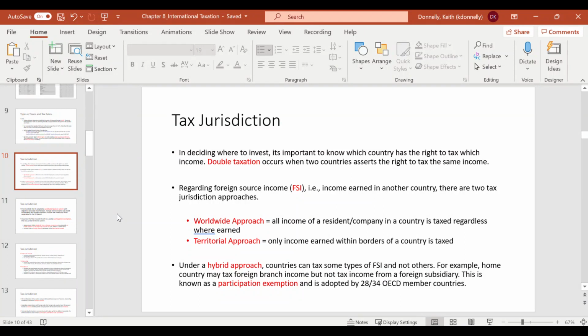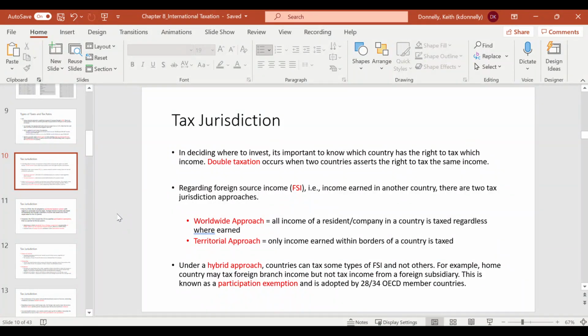Next thing here we have to be aware of when we're talking about international tax is double taxation, right? This occurs when two countries assert the right to tax the same income. Now, just as a simple example, right? Let's say the U.S. taxes worldwide income. You go and you make money overseas, right? Let's say you make it in Germany, and let's say you make $100, right? Germany is going to tax that income, and then the U.S. is going to tax that income. That's two parties taxing the same $100. So that's called double taxation.